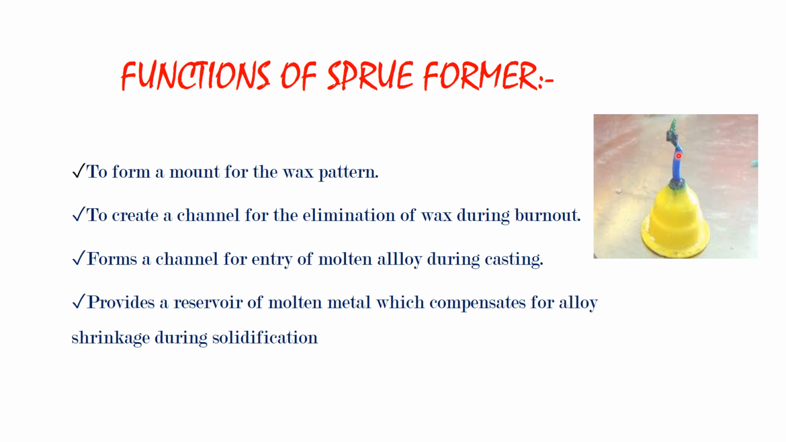So this channel, this sprue, will act as a channel for both things: for wax elimination during burnout and for entry of the molten metal during the casting procedure. And it will provide a reservoir of molten metal which compensates for alloy shrinkage during solidification. So these are all the functions of the sprue former. If there is alloy shrinkage during solidification, it will act as a reservoir and provide you with the extra metal.